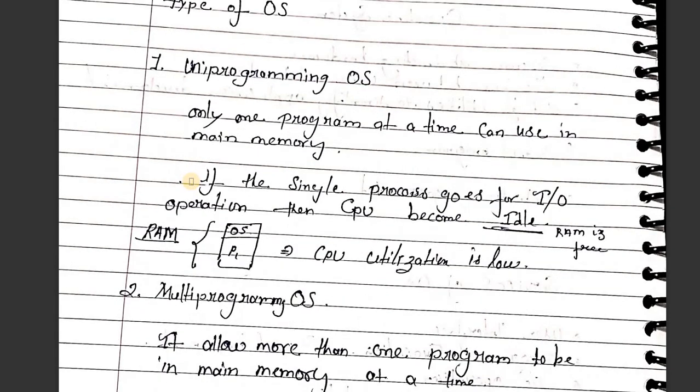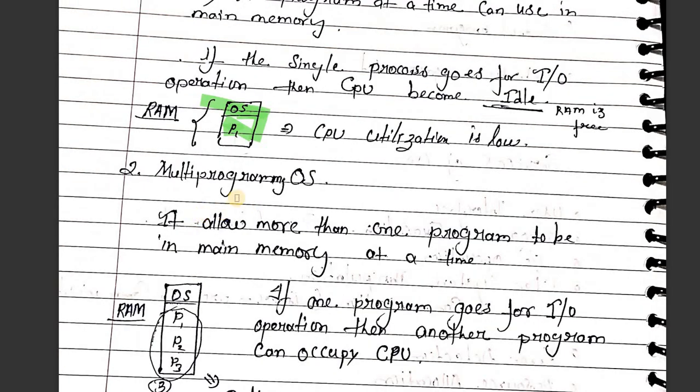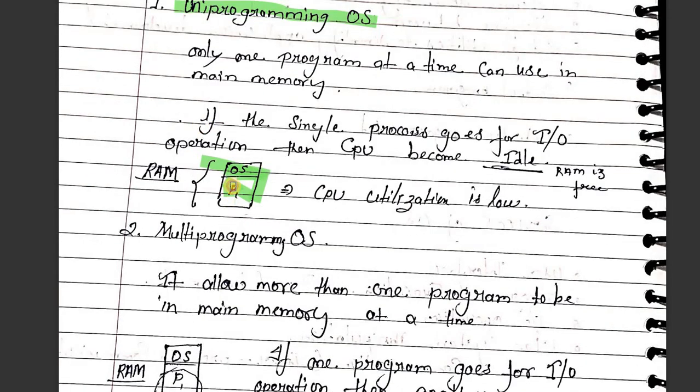Here are the types of operating system. Uniprogramming operating system: only one program at a time can be in main memory. Means there is a main memory called RAM, in which there is the operating system and process 1. Means at a time only one process is in RAM. Here only one process is in RAM, thus we call it a uniprogramming operating system.